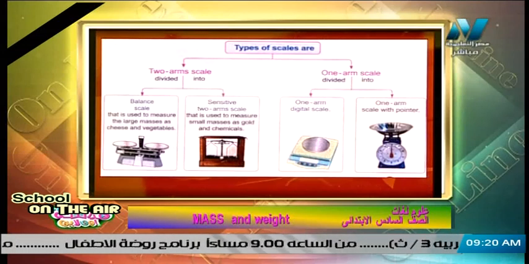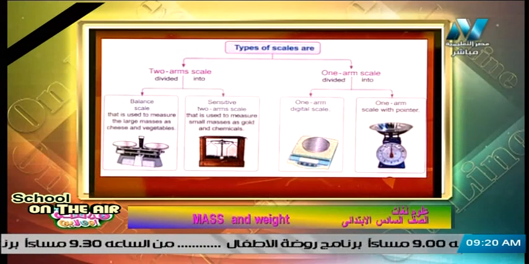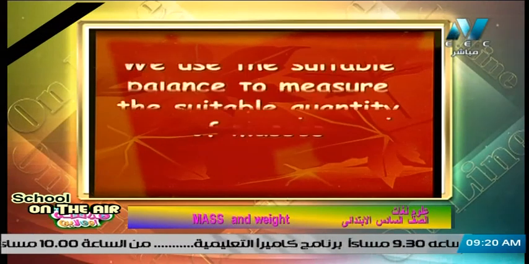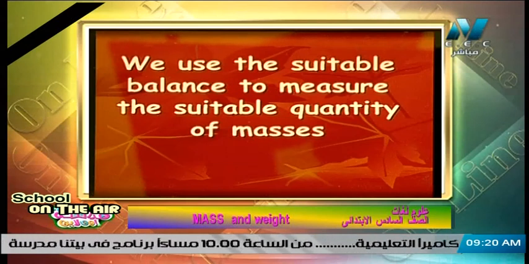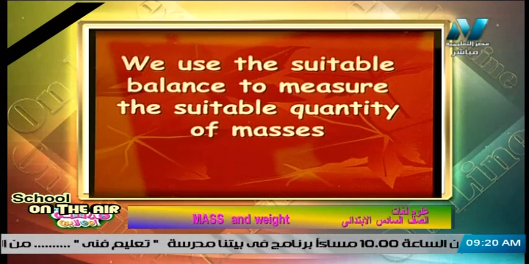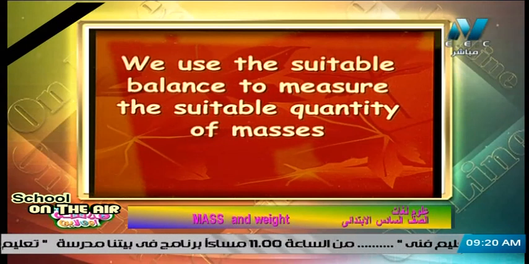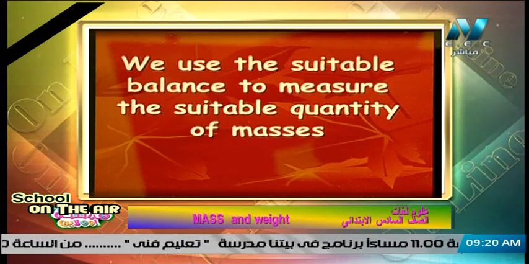Types of scales are two arm scales and one arm scale, as you see, my dear students. Very important notes: we use the suitable balance to measure the suitable quantity of mass. I can't measure the mass of a golden ring by using two arm scales, which we use to measure the mass of cucumbers.